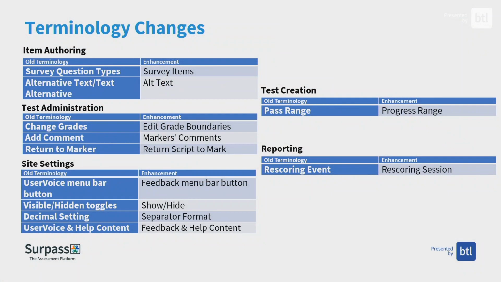So there is a full article of all these changes that'll be available on the knowledge base. But we have just gone through the system to ensure consistency and accuracy, just to make sure that everything within the system is perfect and aligns with each other. So for example, you can see that we've changed a rescoring event to a rescoring session. That just ties nicely with what we call a test session. So just for consistency's sake.